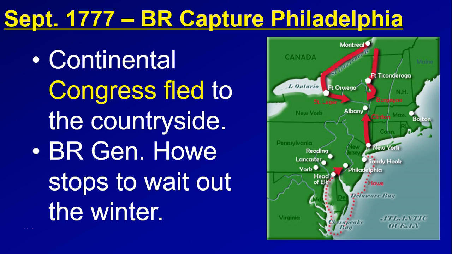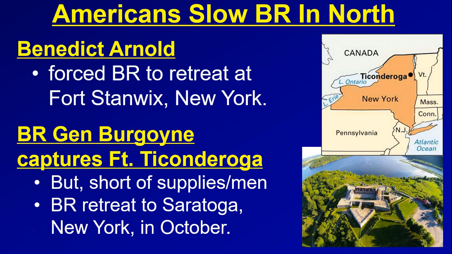In September 1777, the Continental Congress flees into the countryside when the British take Philadelphia, where they were, of course, meeting and making decisions. And so George Washington at this point was on their own. Benedict Arnold helped force a retreat of the British at Fort Stanwix up in upstate New York. And at the same time, it's kind of a mixed set of victories and failures for the colonists. British General Burgoyne captures Fort Ticonderoga, but short of supplies, he had to retreat to Saratoga, New York in October. The battles and the warfare up here are very, very significant.